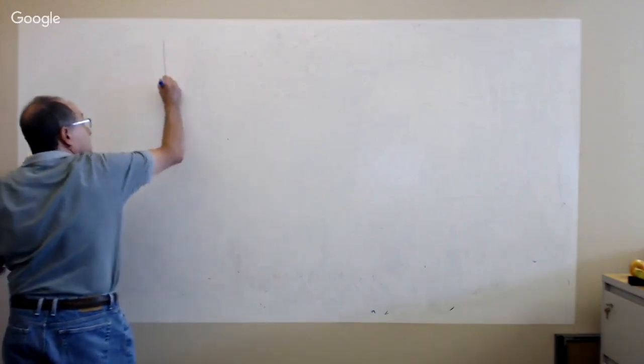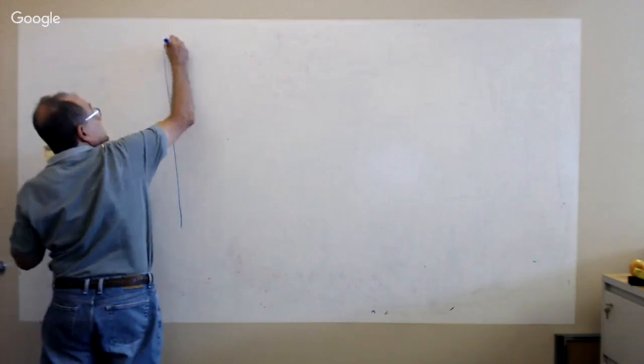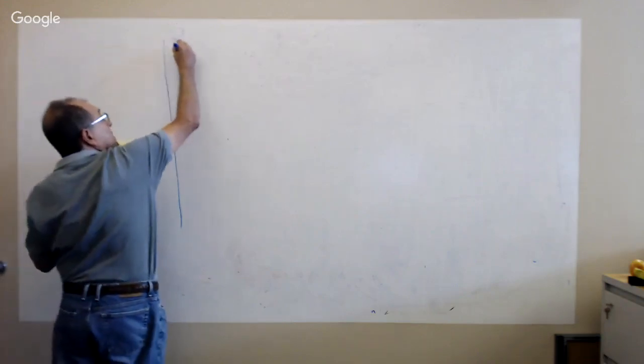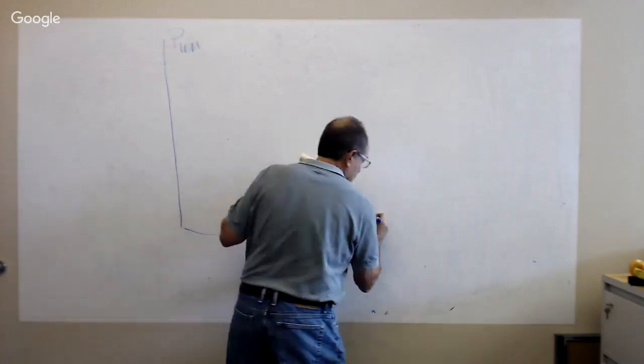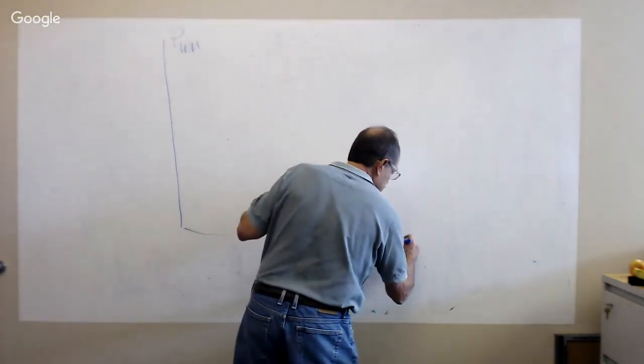So here's the vertical axis, the price of washing machines. Here's the quantity of washing machines.